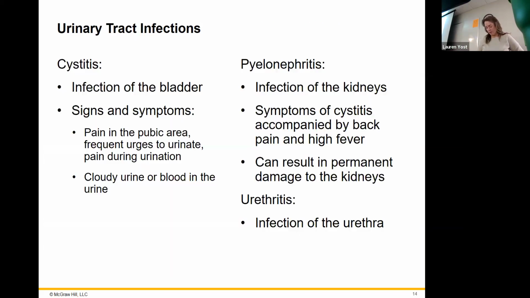But anyways, all that's going to change your hormones, and that's going to change the biome and everything. All right, so let's get into some terms: cystitis, pyelonephritis, urethritis.